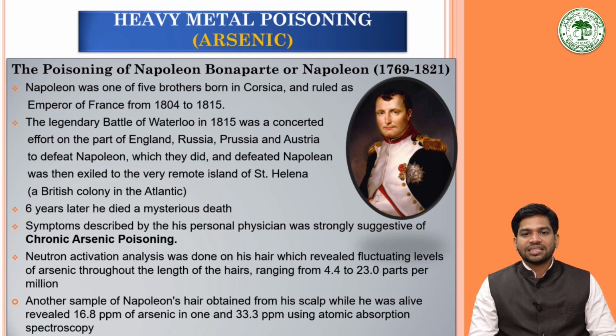Another sample of Napoleon's hair, obtained from his scalp while he was still alive on October 16, 1816, was submitted to the Toxicology Crime Laboratory of the FBI of the US. This specimen, comprising just two strands, revealed 16.8 ppm of arsenic in one and 33.3 ppm of arsenic in another, as demonstrated by graphite furnace atomic absorption spectroscopy. The Heavy Metal Laboratory of Mayo Clinic, Minnesota, USA states that 1 ppm of arsenic is the baseline level, while any level more than 10 ppm is indicative of significant toxicity.